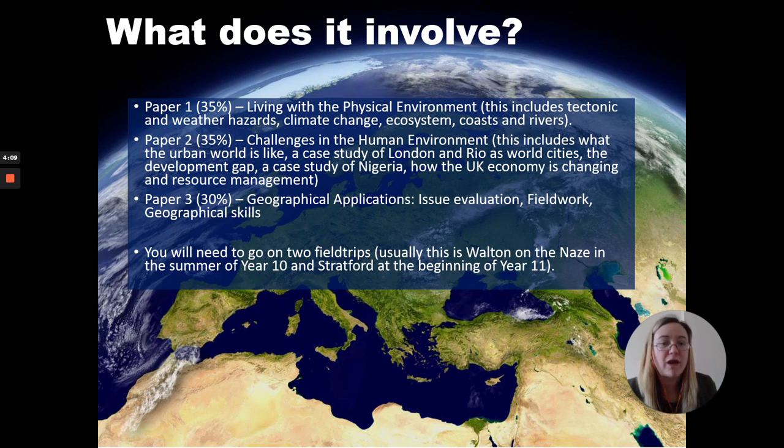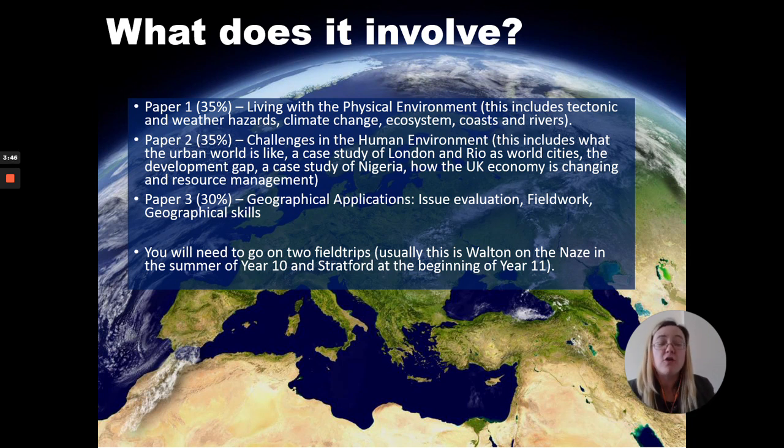Why is that the case? What impact does it have? What might it look like in the future? We then focus on our particular case study of Nigeria, and then we move on to how the UK economy is changing. How are people employed? What sectors are they employed in? What might that look like in the future? How does it vary across the world? And then finally, we look at something called resource management, and we focus on water, food and energy.